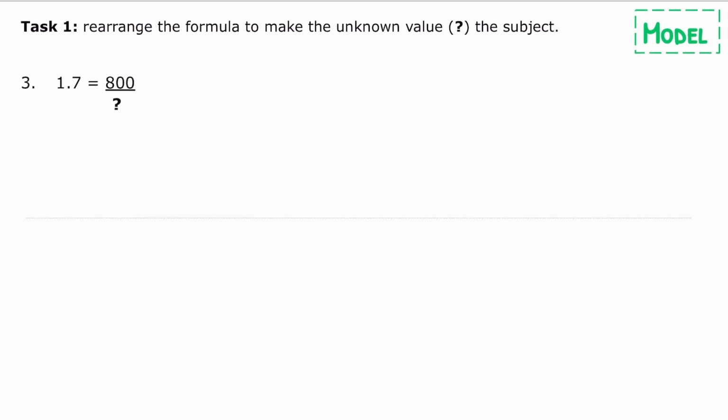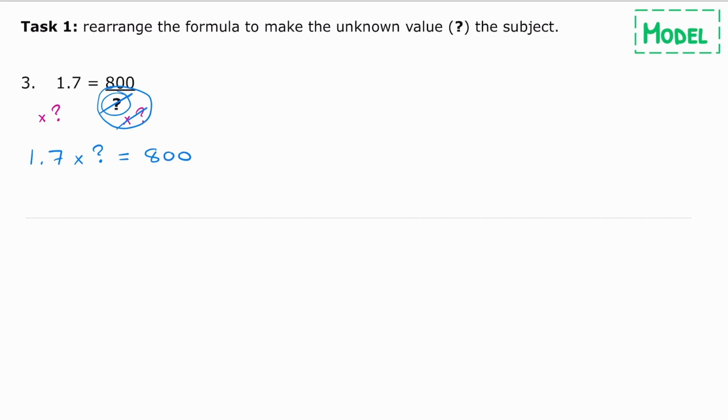Question 3. This question's a little trickier because the unknown value is the denominator of a fraction. To solve this, our first step is to eliminate the fraction by multiplying both sides by the unknown value, bringing all the numbers to the same level on the equation. So if we do this, we end up with 1.7 times by question mark equals 800. Now we can rearrange as before.